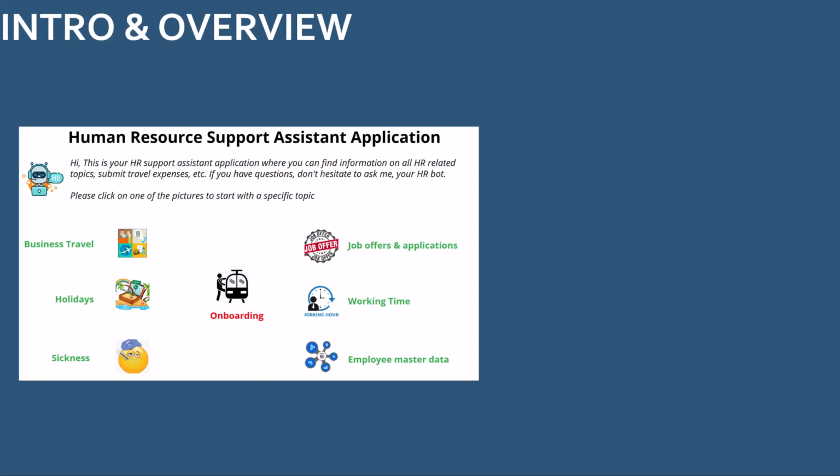So what did we do in the previous post? We had a look at business travel, holidays, sickness, working time, and how we can interact with Copilot to give us answers for questions that we have. And today I would like to show you master data, how you can change master data of an employee in an ERP system. And then of course we also want to compare job offers and applications.